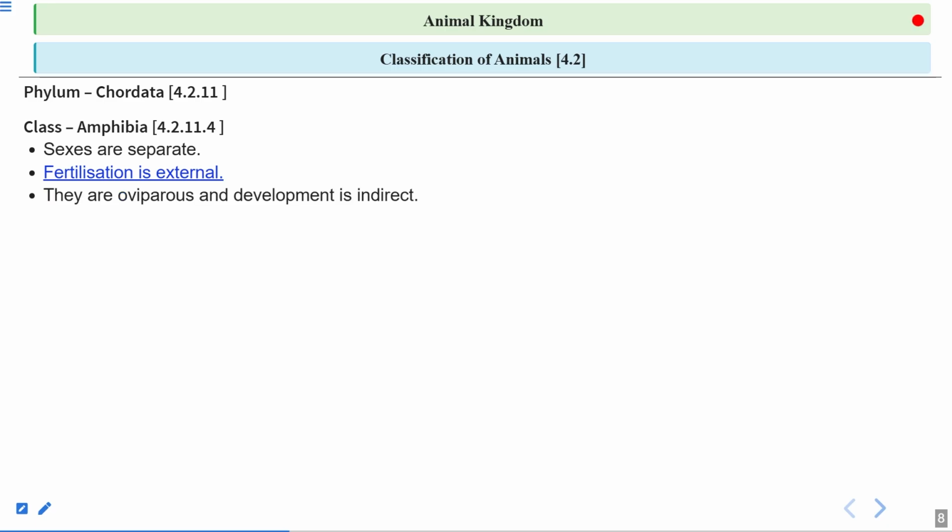They are oviparous and the development is indirect. Oviparous means they lay eggs. They lay eggs, that is why they are called oviparous. And the development is indirect means there is a development of larval stages. Yes, there we see larval stages, as we see in the case of frog, in the form of tadpole. So development is indirect.